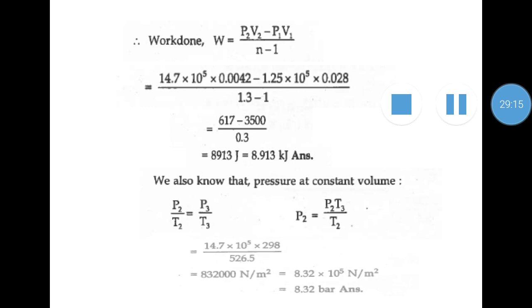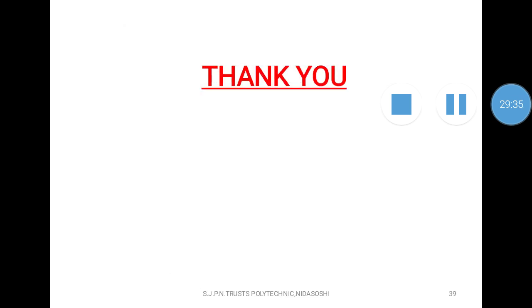So filling in all the values, P3 is 14.7 into 10 raised to 5 into 298 divided by 526. So it becomes 83,000 Newton per meter square, that is 8.32 into 10 raised to 5 Newton per meter square, that is 8.32 bar. So these are the problems which have been asked in your previous exams. So solve some more problems, practice from your textbooks, and if any doubts you can call me at any time.